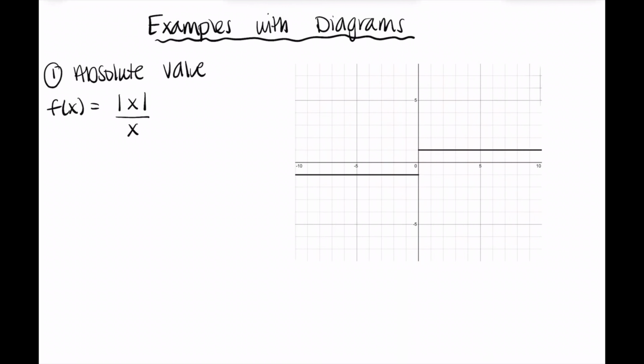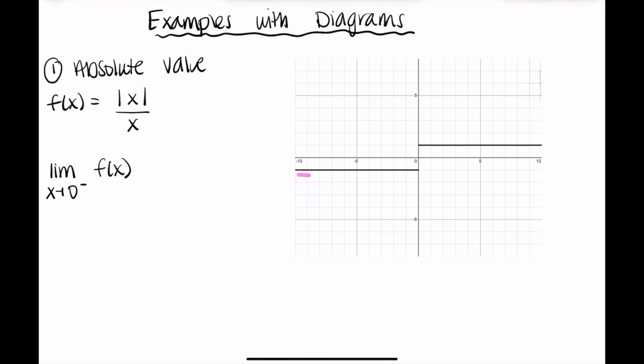Our first example today is going to be an absolute value function. The function we have here is the absolute value of x over x. So we're going to look at the limit as x approaches 0 from the left of our function. When we approach it from the left, we see that the value would be -1. So the limit as x approaches 0 from the left of f of x is -1.